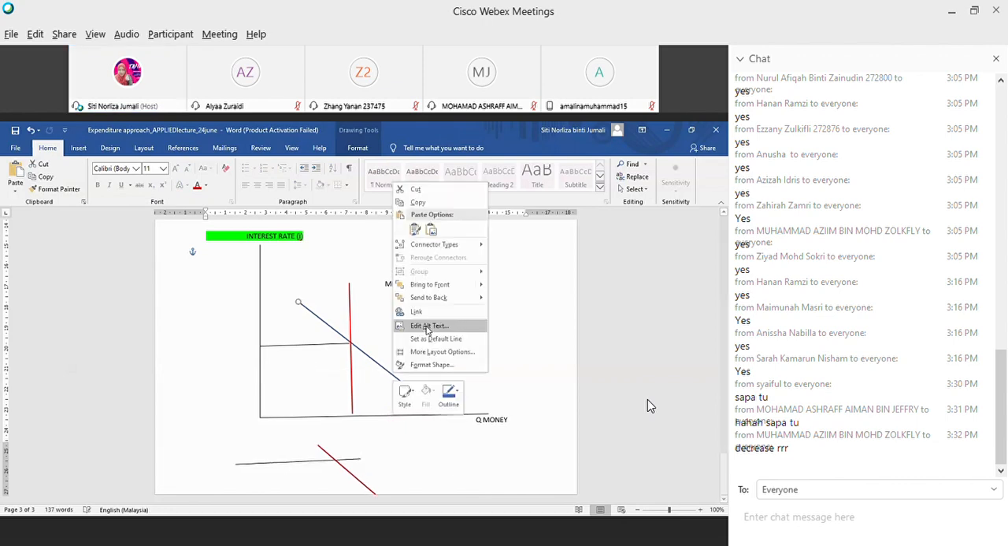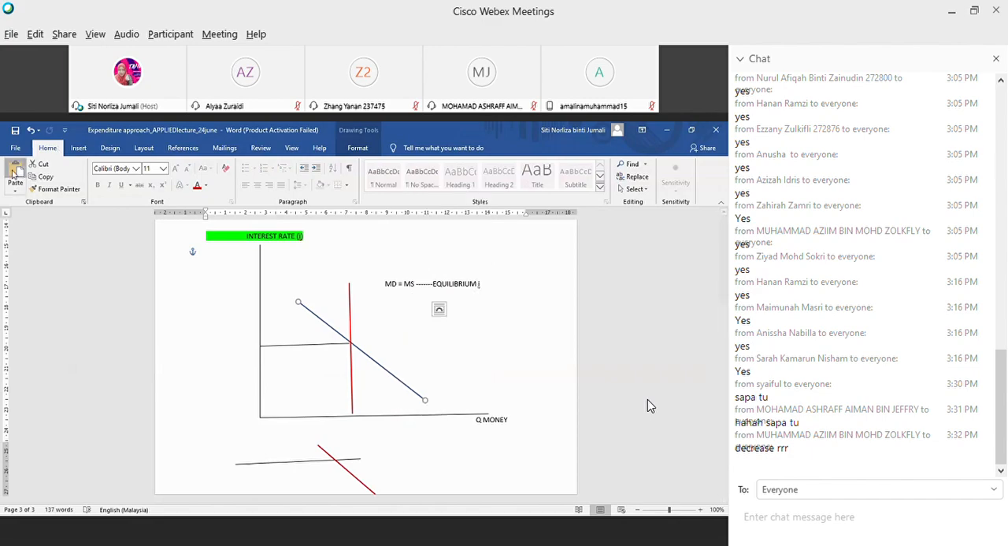Okay, now we start with price level increase. When the price level increases, theoretically, MD will increase. This is MD, money demand. For money demand we only have two factors that affect it: the first one is price level, the second one is income. For the price level, it is related to the explanation I'm going to give now. When P increases, MD will increase.